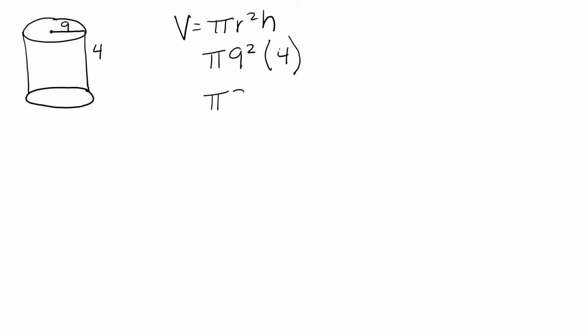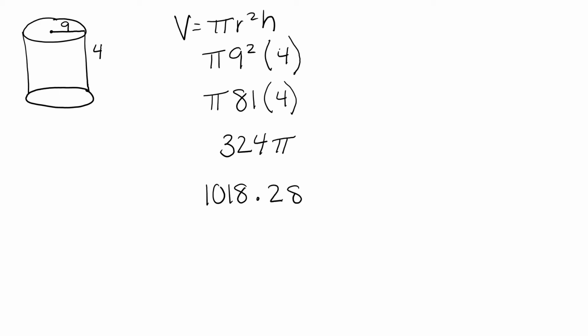9 times 9 is 81. 81 times 4 is going to give us 324. And then the directions tell us to use 22 over 7 for pi. So 324 times the fraction 22 over 7 is going to give us 1018.2857714, a whole bunch of numbers.